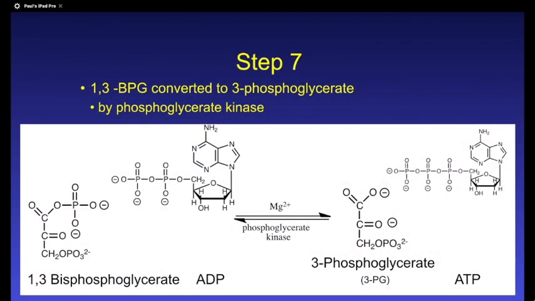Step number 7, okay? This is a kinase, but this kinase is a little bit different than you expect. A kinase actually transfers a phosphate. We normally add a phosphate to something from ATP. But what we're going to do in this case is take the 1,3-bisphosphoglycerate that we just made, and react it with ADP to create ATP. The transfer of the phosphate is backwards than what we would have expected. And I'll be left with a 3-phosphoglycerate.